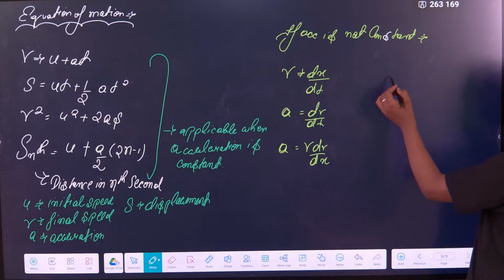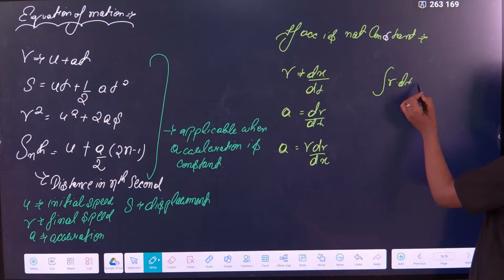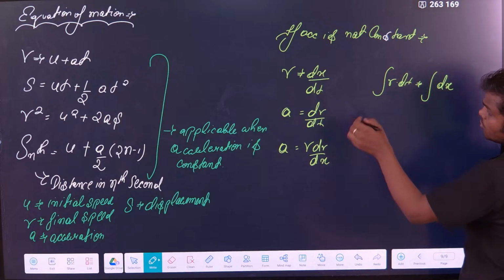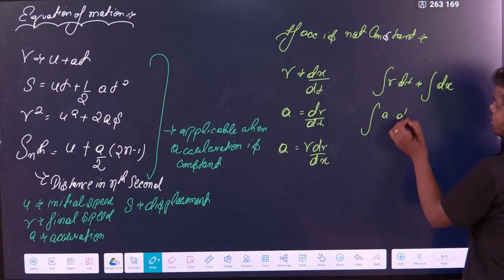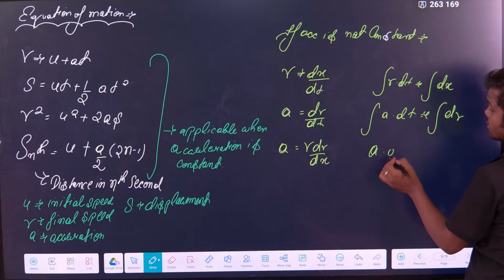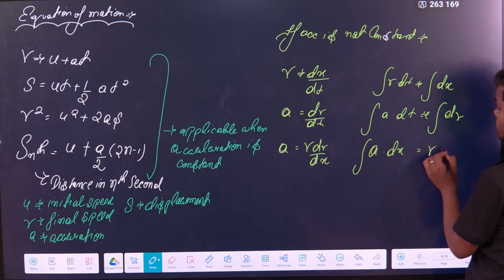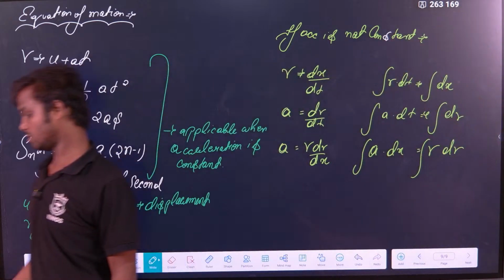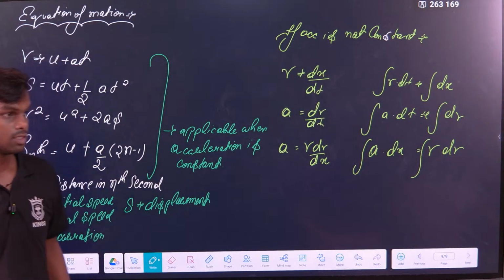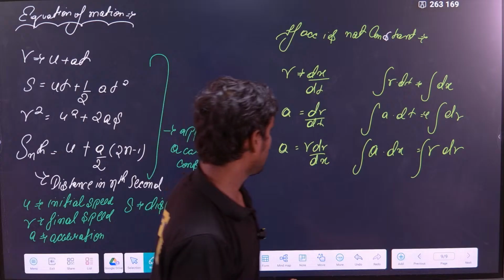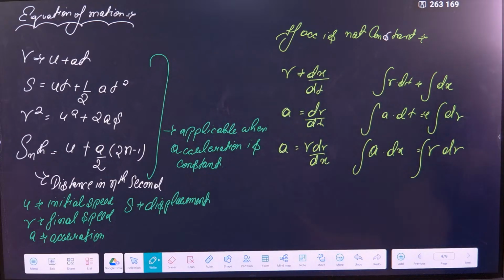So from here I can write these equations also. v dt is equal to the integration of dx. Just you have to do the integration. a dt is equal to the integration of dv, and a dx integration will give v dv. Clear? So these are the formulas when the acceleration is not constant. Take the screenshot of this.